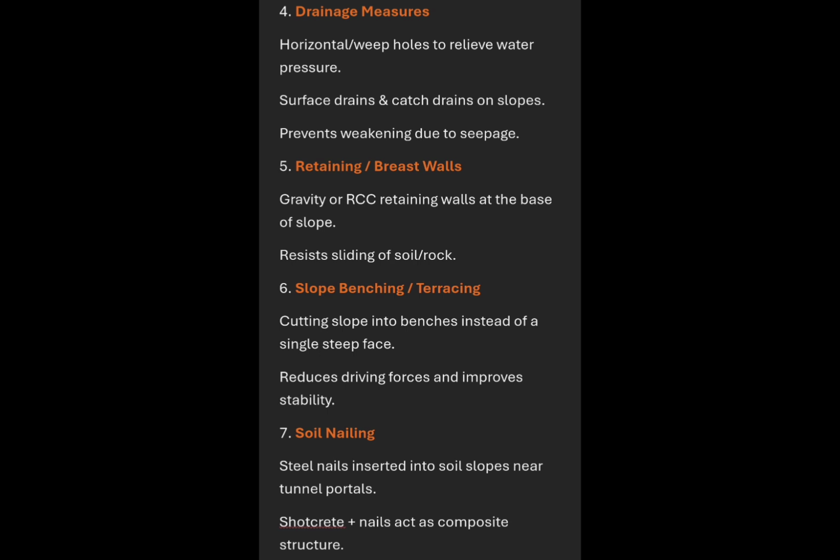And number four is drainage measures. These are horizontal weep holes to relieve water pressure, or we construct surface drainage and catch drainage on slope berms. It prevents weakening due to seepage. And number five is retaining or breast walls. These are gravity or RCC retaining walls at the base of the slope. It resists sliding of rock and soil.